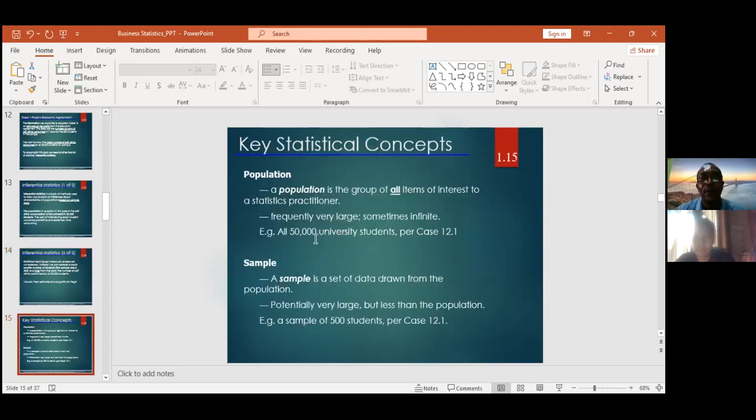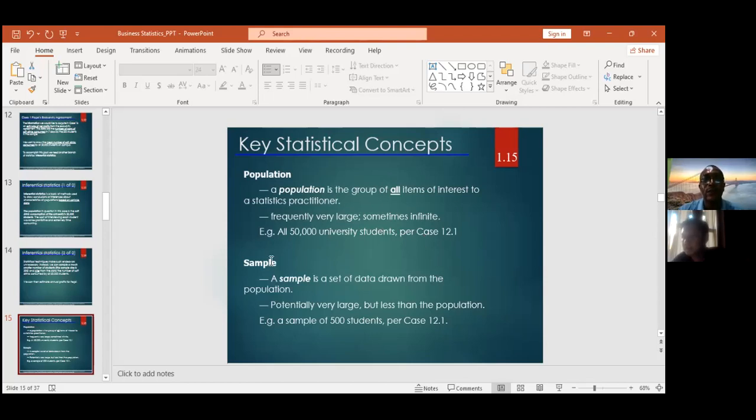Now, it is very important because there will be a question coming from this slide. So listen carefully. The difference between population and sample. A population is the group of all items of interest to a statistical practitioner. So in our example, in the case study, 50,000 students is the population. Frequently very large, sometimes infinite. In the case of our Pepsi case, all the 50,000 university students represent the population.